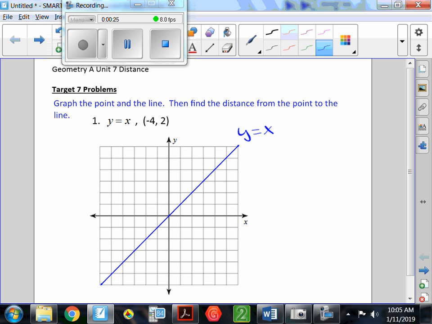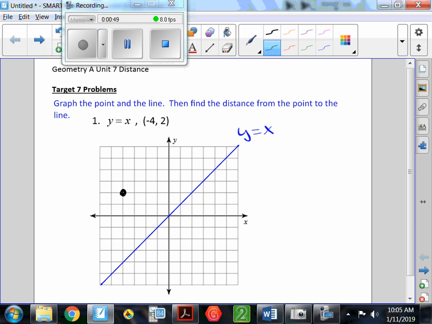And graph the point -4, 2. So there's the point -4, 2. Okay, we want to find the distance from the point to the line. One of the things that we've talked about in geometry last semester was that the way to measure a distance from a point to a line when we were doing reflections was to measure it as a perpendicular distance.